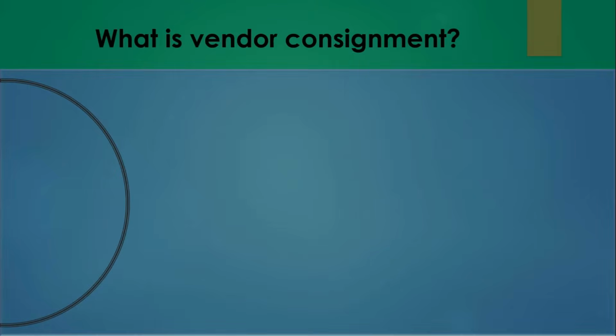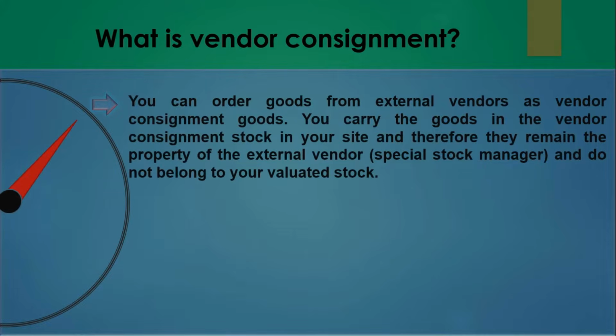Now, what is vendor consignment? It means you can order goods from external vendors as vendor consignment goods. You carry the goods in the vendor consignment stock in your site, meaning store or warehouse, but they remain the property of the external vendor and do not belong to you at all.